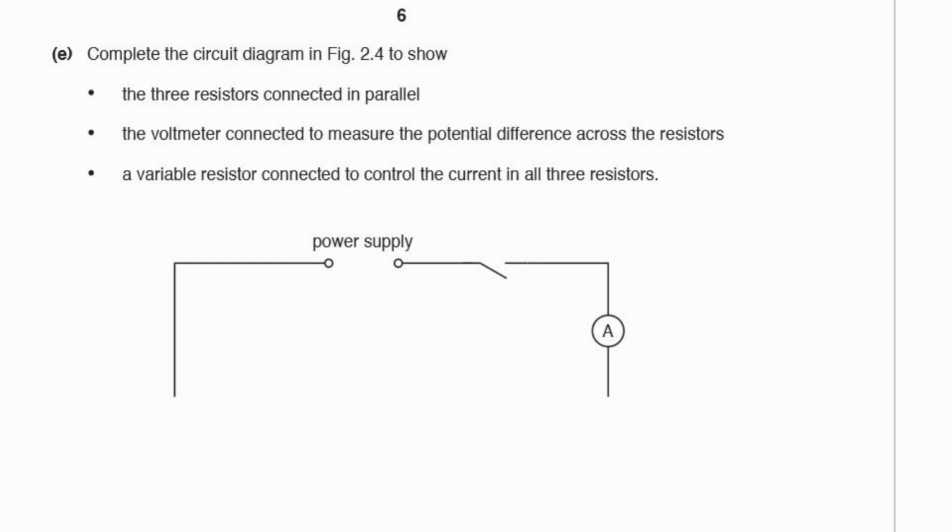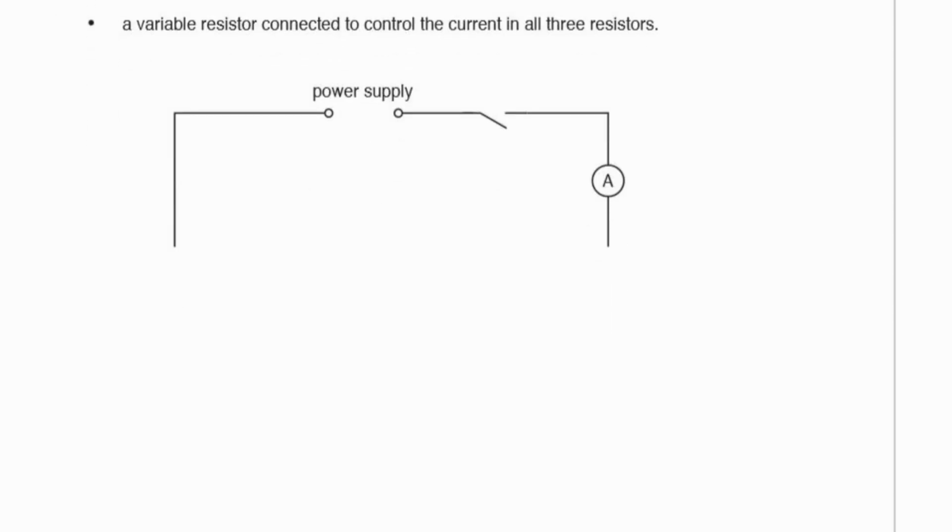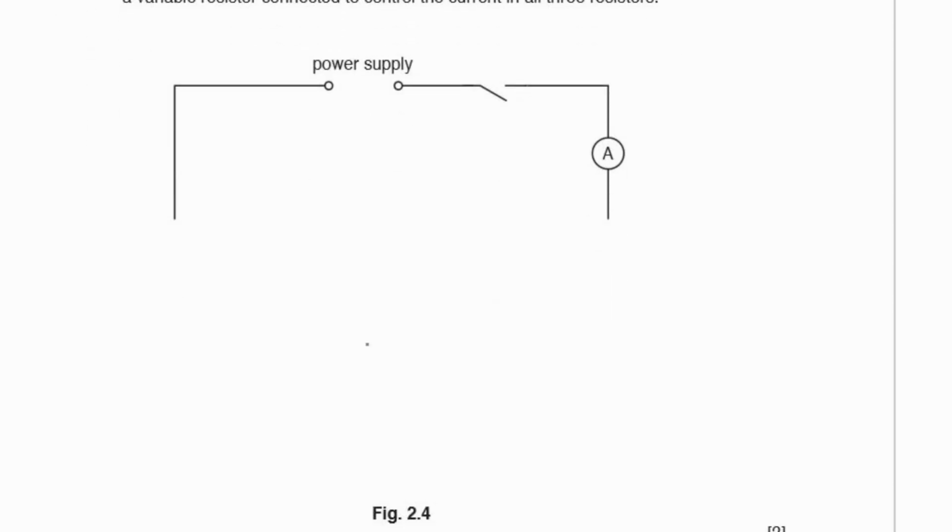measure the potential difference, and a variable resistor connected to control the current in all three resistors. Okay, so the potential difference, the voltmeter has to go across the resistors. We get three resistors in parallel and a variable resistor too. So first things first, let's put in a variable resistor. One variable resistor. Now we have 3 resistors in parallel.